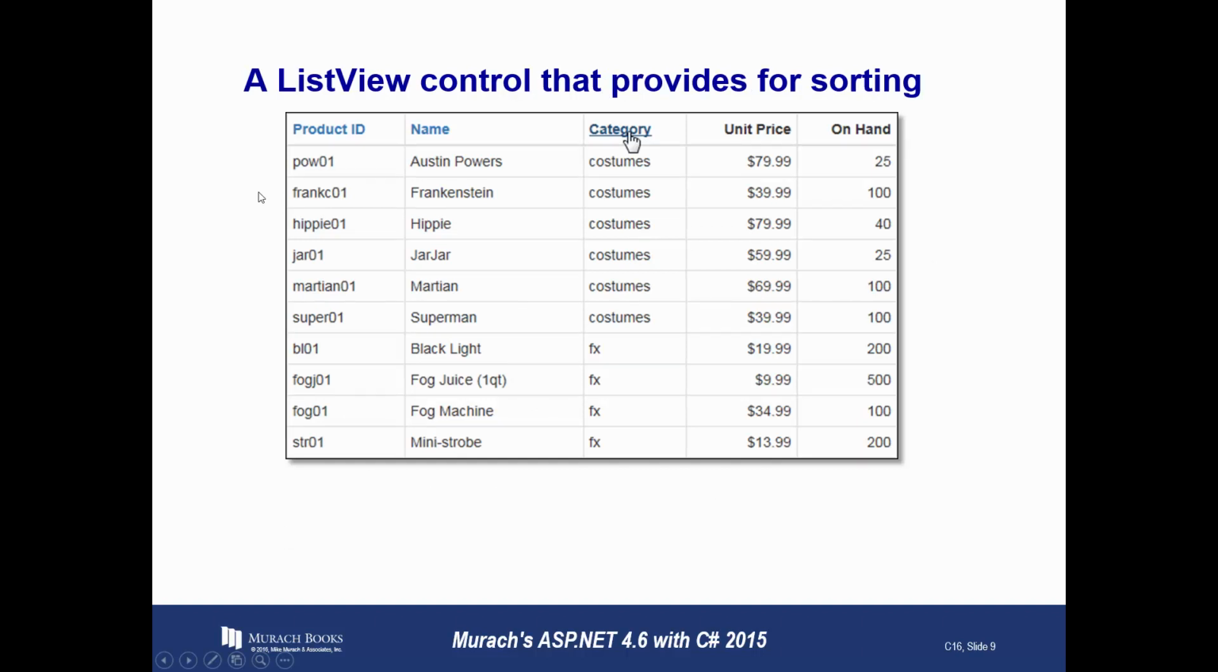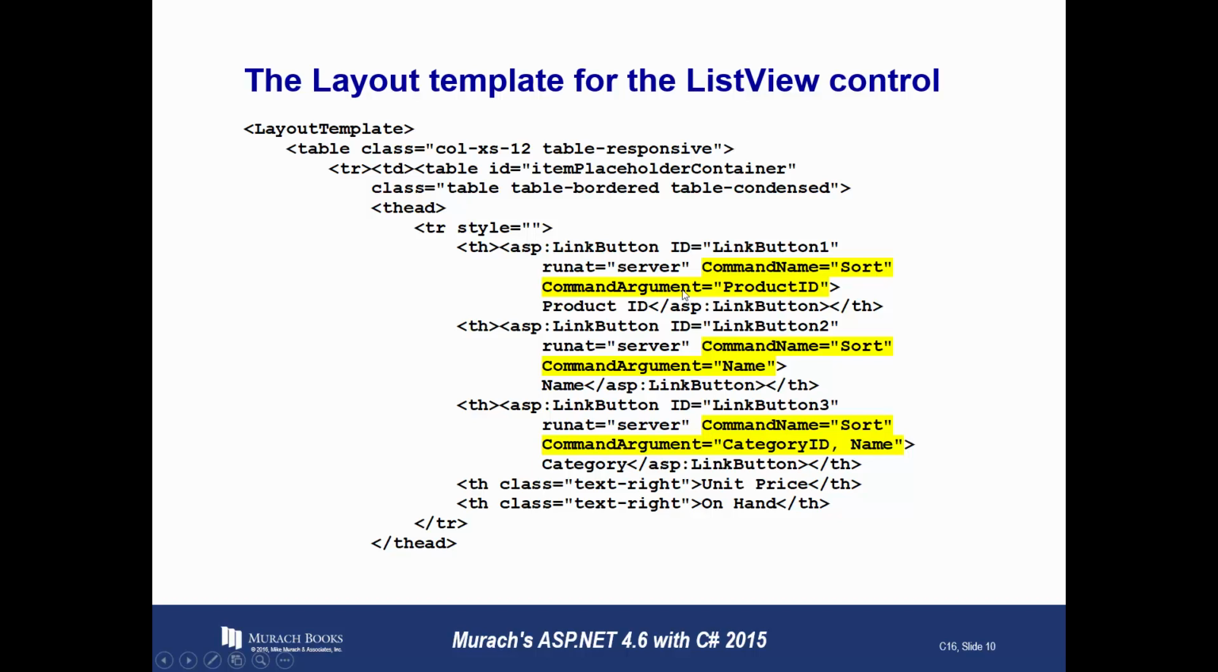The figure here, figure 16.5 on page 577, shows that it's provided for sorting. To sort the data in a list view control, you add a button in the layout template, and you set that button's command name property to sort. Not probably as difficult as it sounds because you're doing it in your ASPX code. If you want to sort by more than one column, you put them in a string and separate them with a comma and a space.